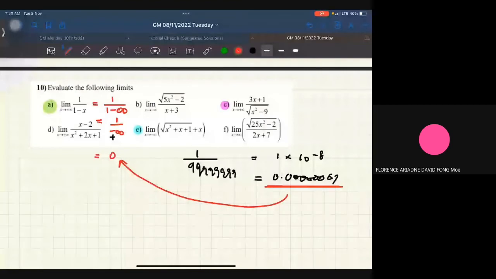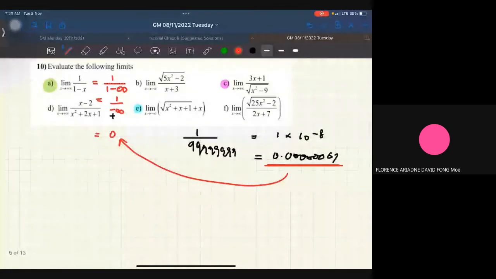Saya tak percaya saya tak habiskan, saya tak dapat masuk 8.2. Alright, so saya habiskan 8.1 sajalah hari ni. Okay, so jom, 10C. Let's continue doing this question. Okay, so 10C.